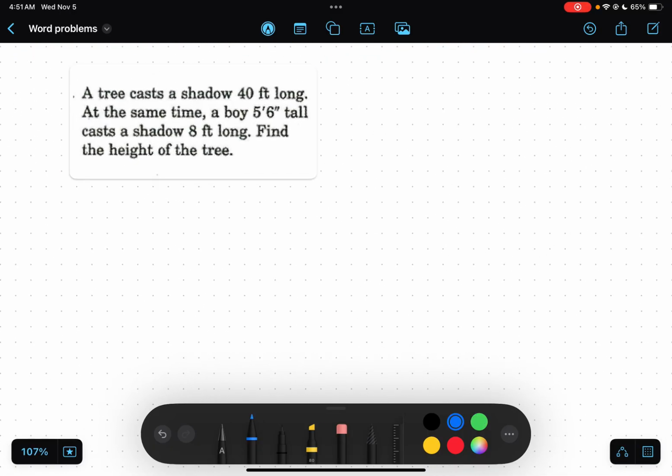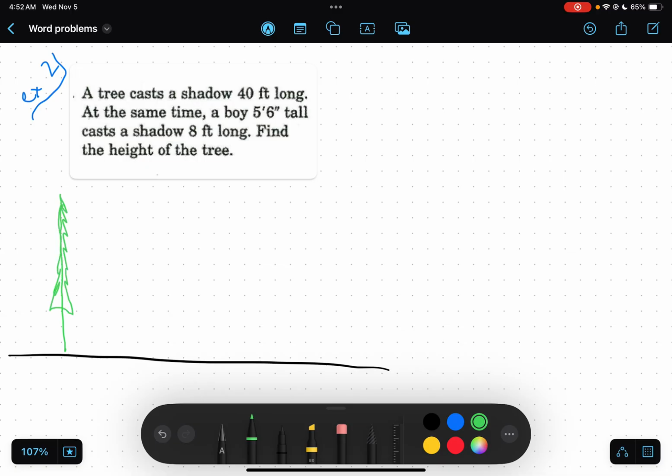Okay, this one has a shadow again. It's almost the same as the first one, but there's a little trick with the units. So a tree casts a shadow 40 feet long. So let me draw the ground. Let me draw a tree. Okay, and at the same time, a boy casts a shadow 8 feet long. Okay, so we have our shadows. And let's label everything. So the shadow of the tree is 40 feet. The shadow of the boy is 8 feet.